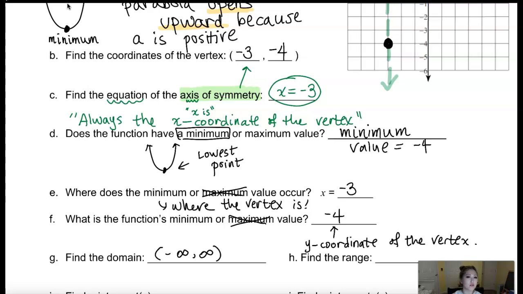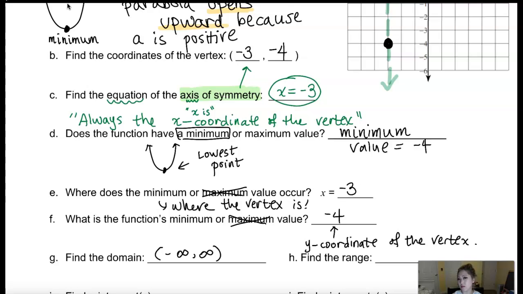Some functions have domain restriction. Like, for example, a fraction. You can't have 0 in the bottom of the fraction. Another example, square root function. You can't have a negative number under a square root. But for squaring function, for quadratic function, domain is always going to be all real numbers. So anytime you are asked what's the domain of a quadratic function, put -infinity to positive infinity.